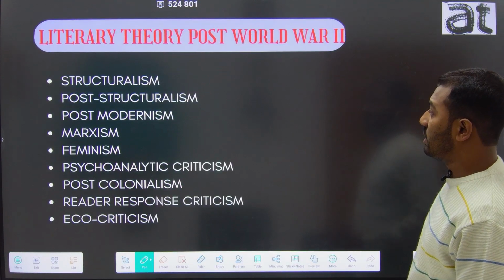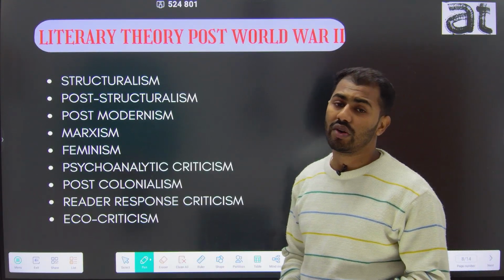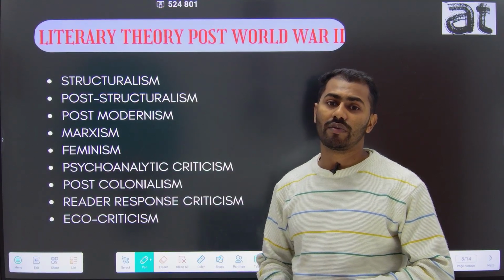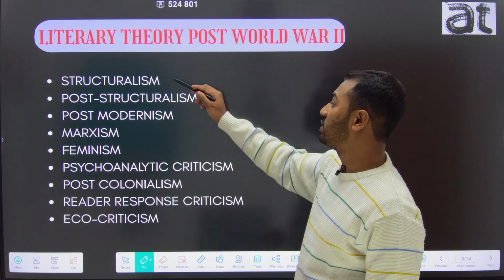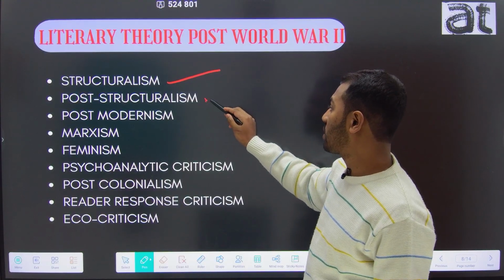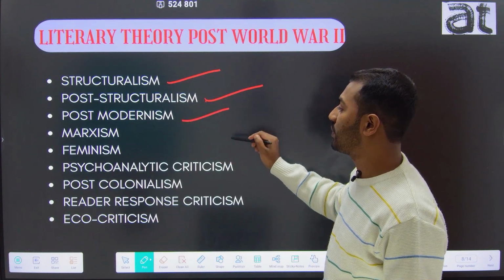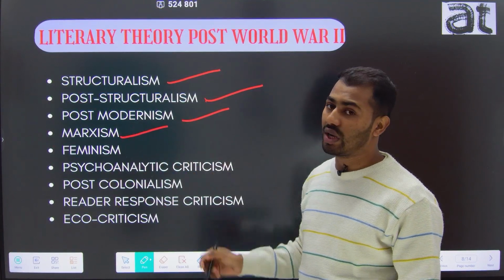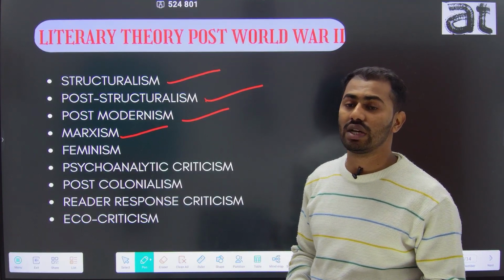After literary criticism comes literary theory post World War II. What are the important literary theories which developed after the Second World War? The first theory is structuralism of Ferdinand de Saussure and Roland Barthes. Next comes post-structuralism of Derrida and Roland Barthes. Then postmodernism, and you have to read Marxism and the important Marxists like Karl Marx and Louis Althusser.